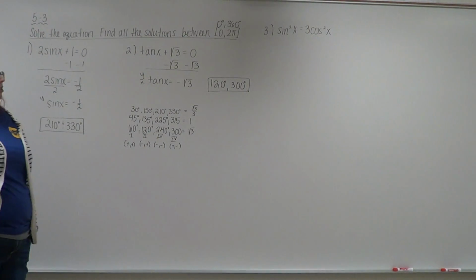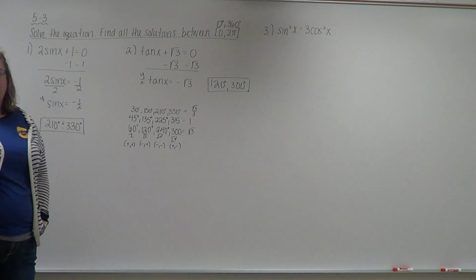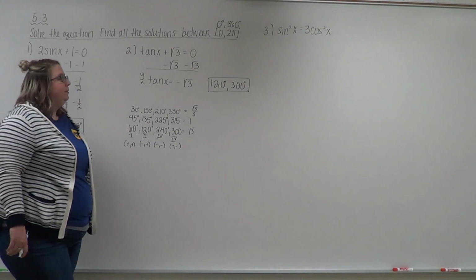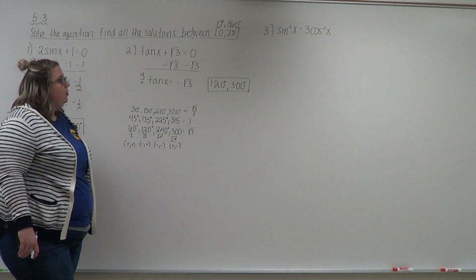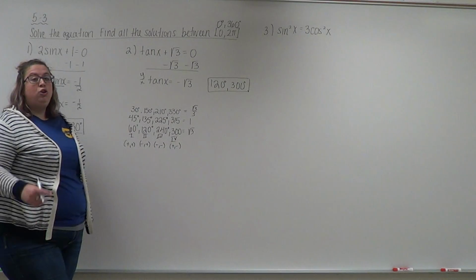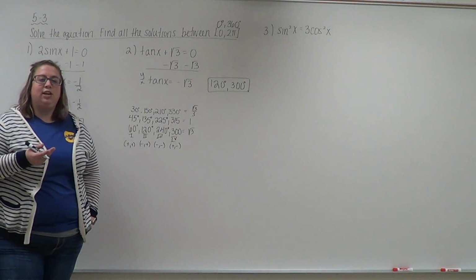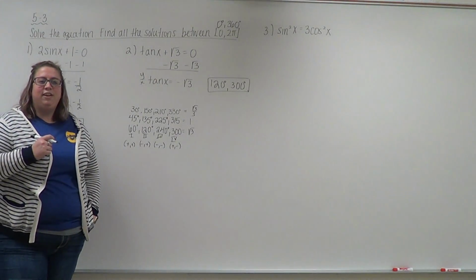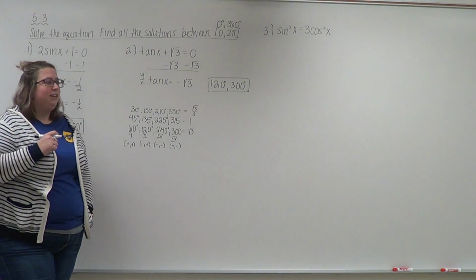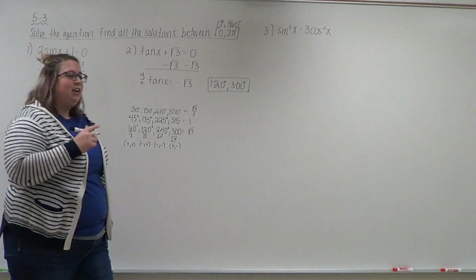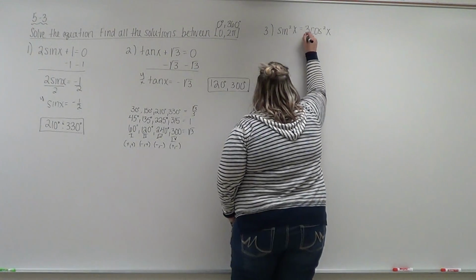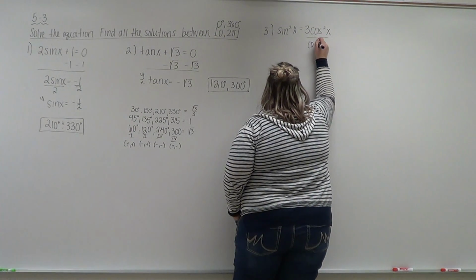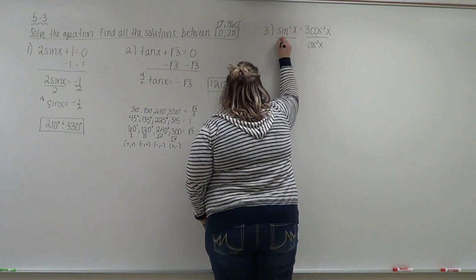How could I replace either sine squared or cosine squared? Divide by cosine squared. You could do the Pythagorean identity and then change it to tangent, but I never thought about that. I've never done it that way, but you totally could. So are we gonna do it both ways? Sure. Okay, good.